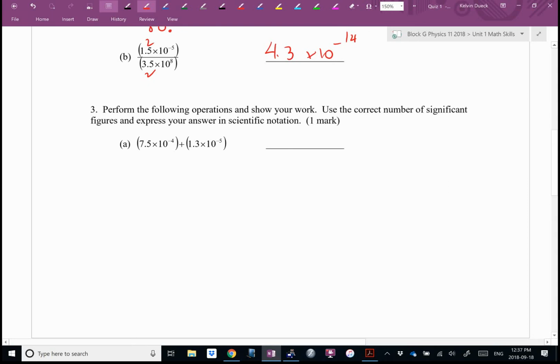And so I looked at this. I said, we're adding. They want sig figs. They got scientific notation. I'll remove the scientific notation. I wrote the first one as 0.00075. And then I'm going to keep the decimals lined up. The second number is 0.000013. And now that I've done that, I can say, oh, here's what I'm missing, so I'm going to round off to that decimal place.